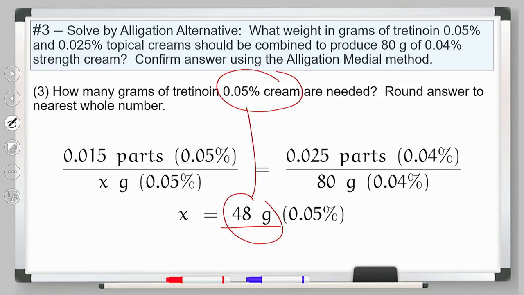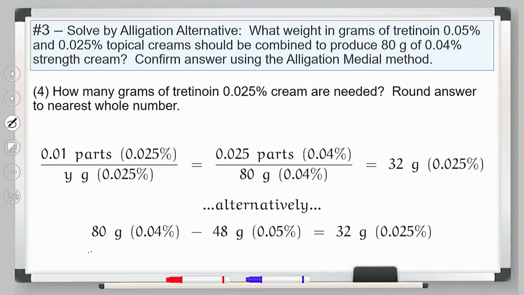Now I need to solve the weight of this cream. There's two ways you can do it. Can you guys tell me now, how can we solve the weight of the other cream? Could we do exactly the same math right here using its parts? Absolutely. Could we also say, hey, wait a minute. There's 80 grams total. And if 48 of that is going to be the first cream, the high strength cream, what does the low strength cream have to be? The difference. Would you agree you can just subtract them?